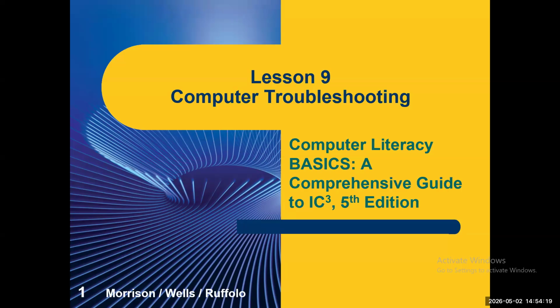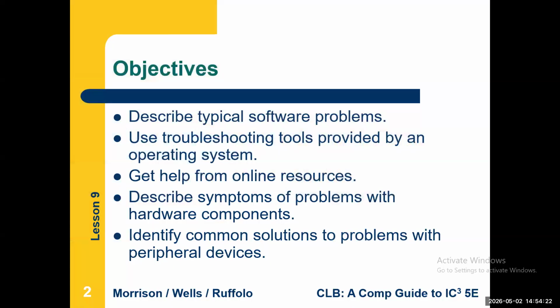So let's look at objectives. After today's class, we should be able to describe the typical software problems, identify them when they occur, and use troubleshooting tools provided by the operating system to solve some of these issues. Then get help online. Sometimes if you're having problems with your computers, laptops, or phones, you can get help online. So we'll look at some of the online resources that you can get help from.